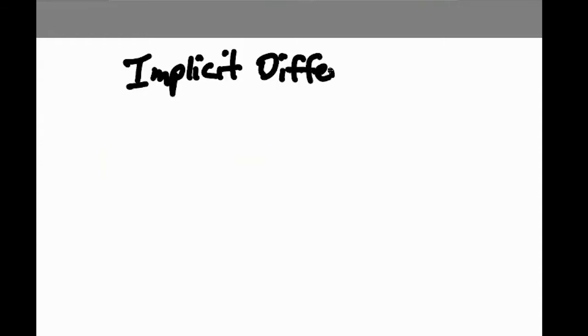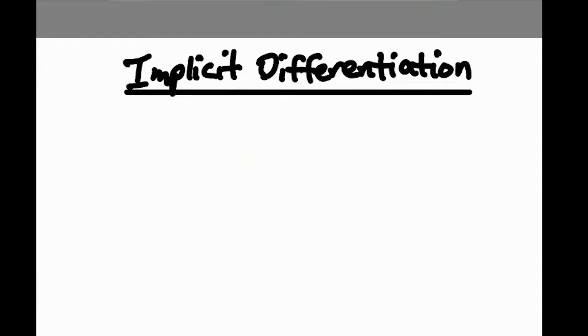So we have implicit differentiation, which just means you're doing the derivative of an implicit equation. An implicit equation is one where it's not easy to isolate the y. Okay? It's not easy to isolate the y. It'll make sense as I go. All right, so here we go.